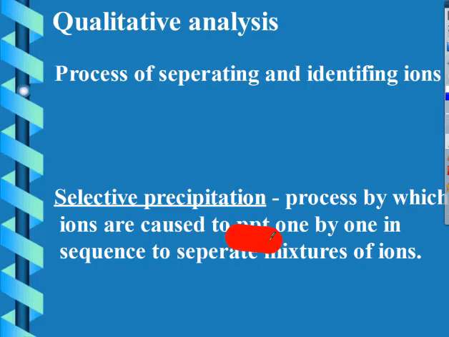So PPT stands for precipitate. So it is the process by which ions are caused to precipitate one by one in sequence to separate mixtures of ions. So we would use selective precipitation if we have a mixture of ions in a solution and we want to find out what percent or how much of each ion we have.